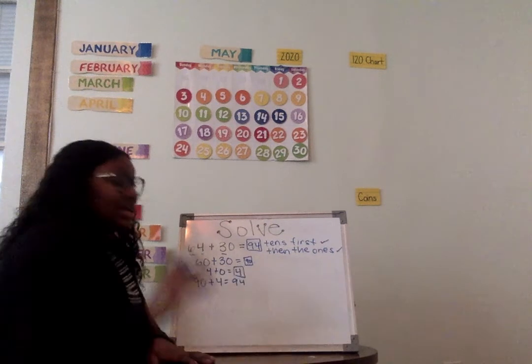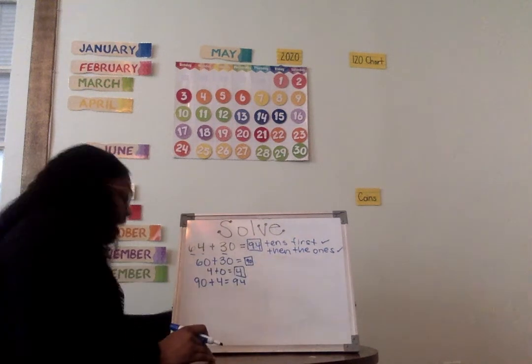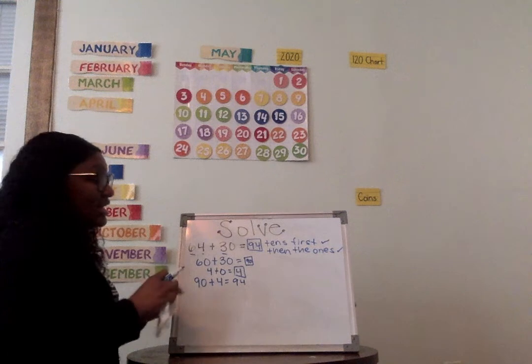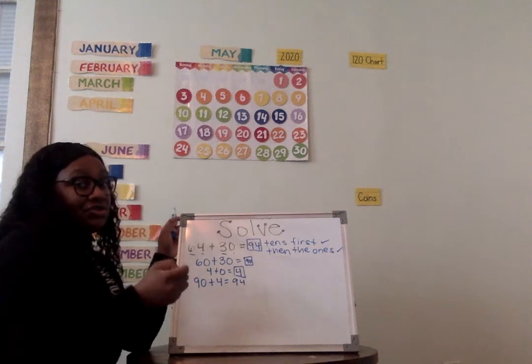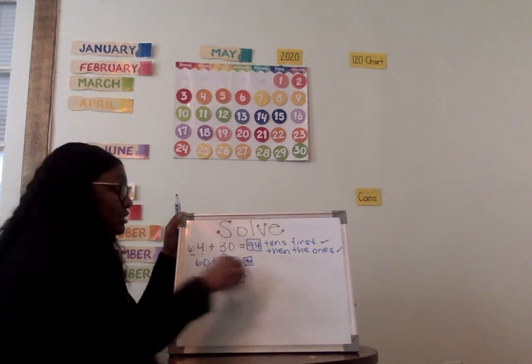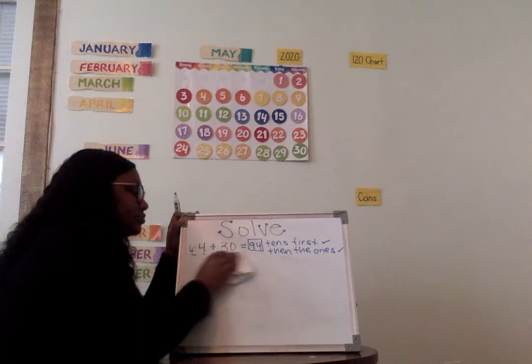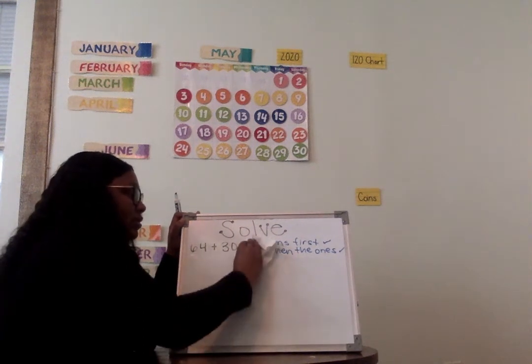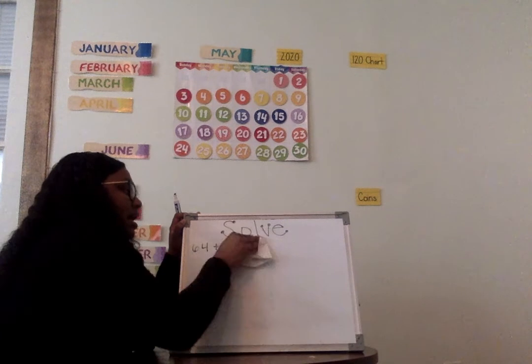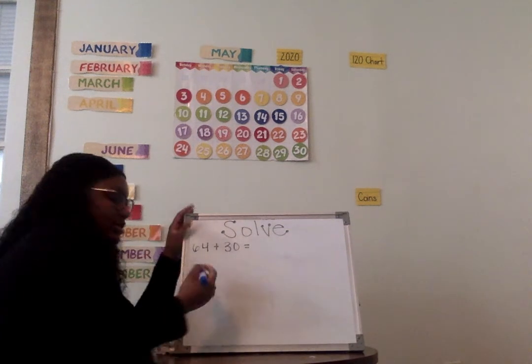Great job. Now, I want to show you another way that you can solve this problem. Let's say this method is a little tricky for you. You can use tens and ones. I'm going to show you how. I have 64, so I'm going to draw 64. Count with me.